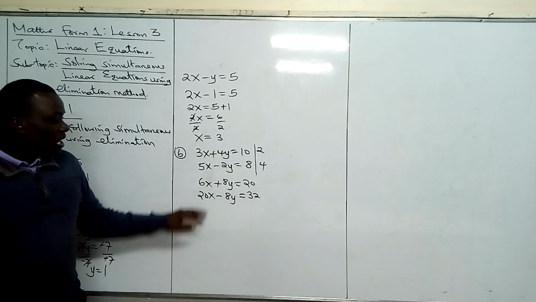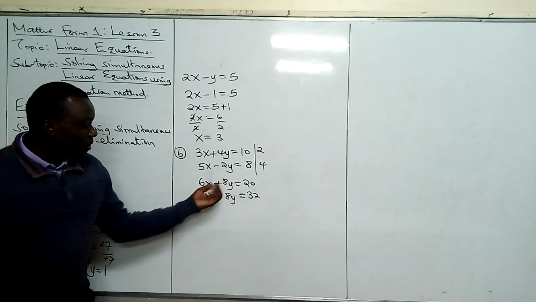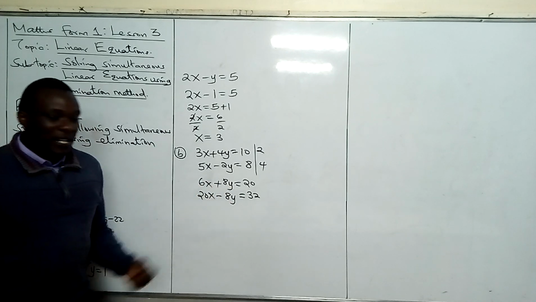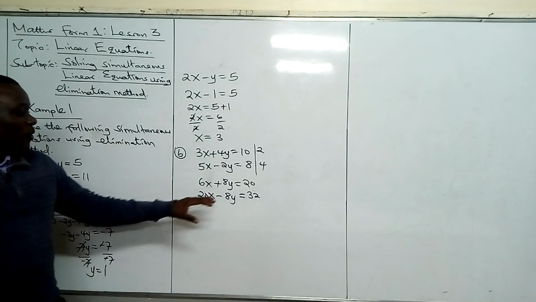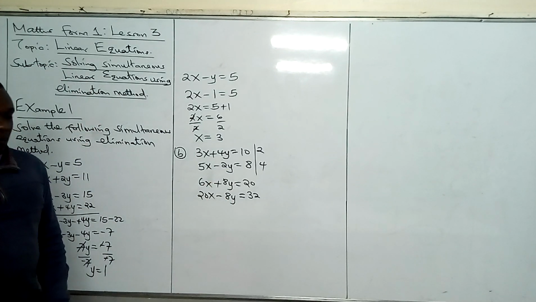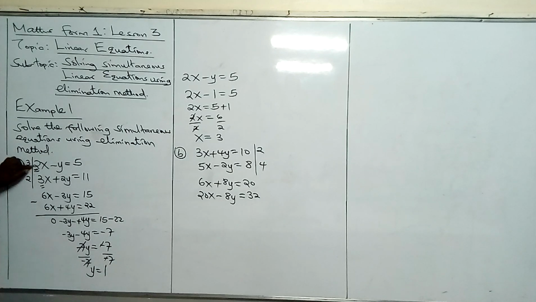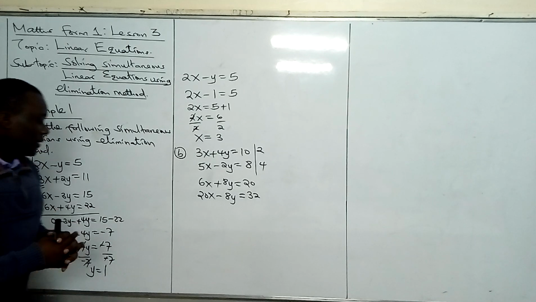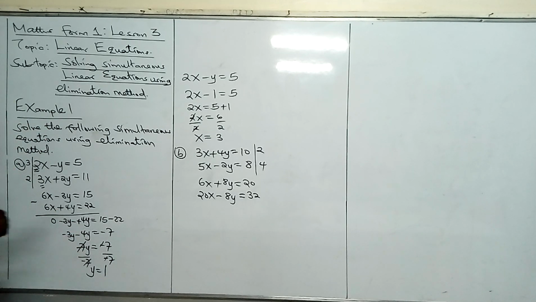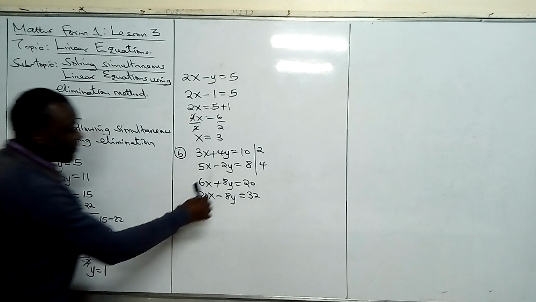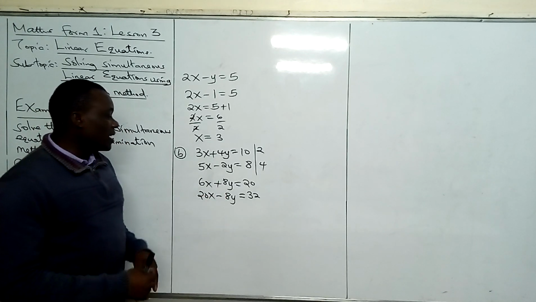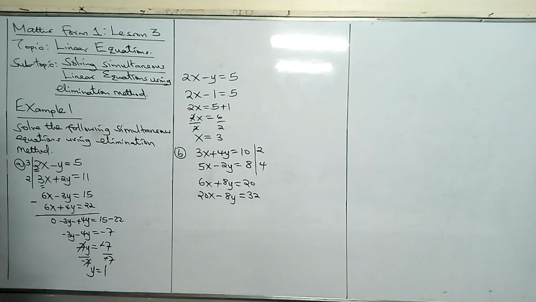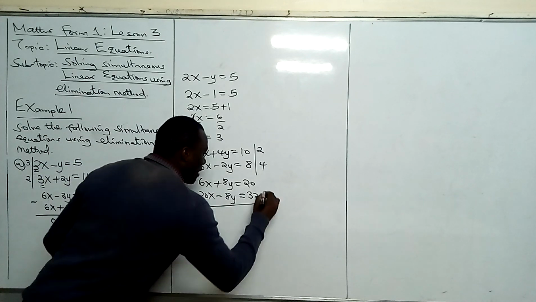Now they are equal. Now we look at the sign. The first coefficient is positive 8. The other one is minus 8. So in this case, for us to be able to eliminate y, we cannot subtract, because I said earlier that if the signs are not the same, then we add. If they are the same, we subtract. Here we have a positive, here we have a minus. They are not the same. In this case, we will add instead of subtracting.